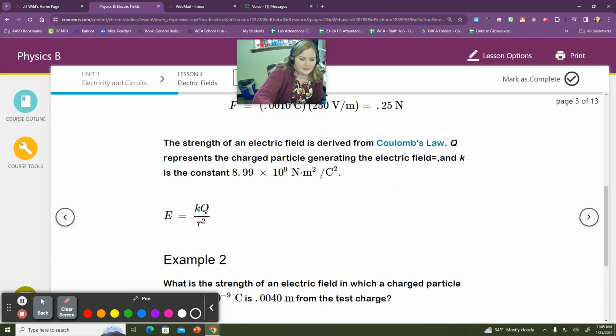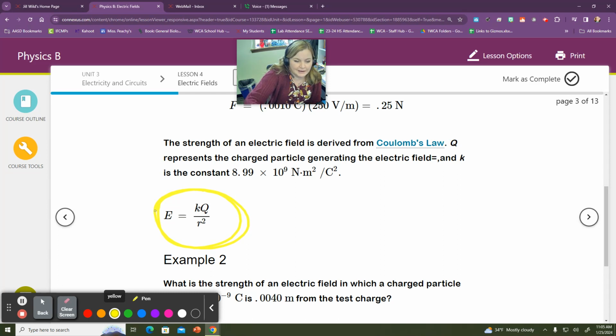This kind of comes backwards, but how do we get the strength of the field? You're going to take Coulomb's constant times the charged particle that's generating the field, divided by r squared, which is how far apart the test charge is from the generating charge, right?